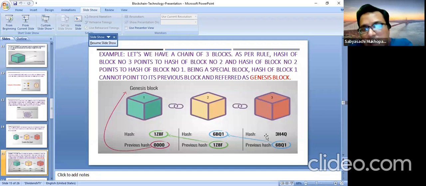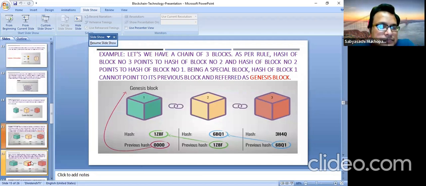And that's the reason we are calling it the genesis block. The first block is known as the genesis block. Okay, so let us proceed to the next portion.